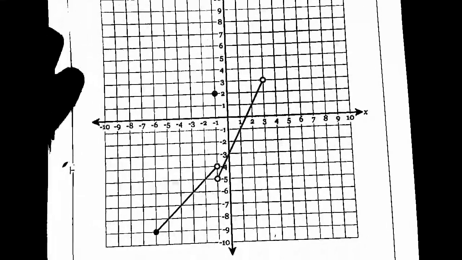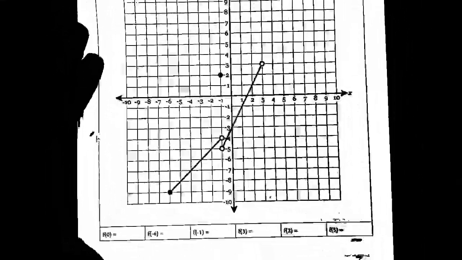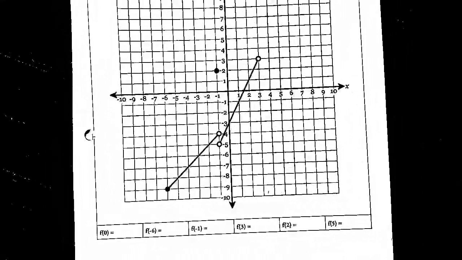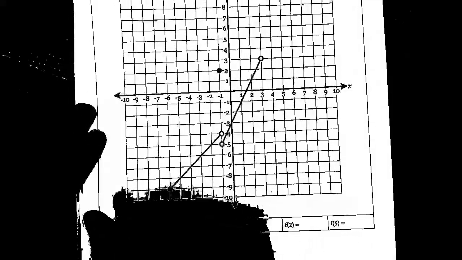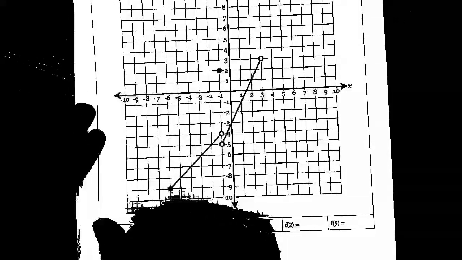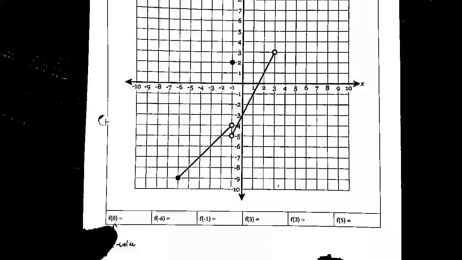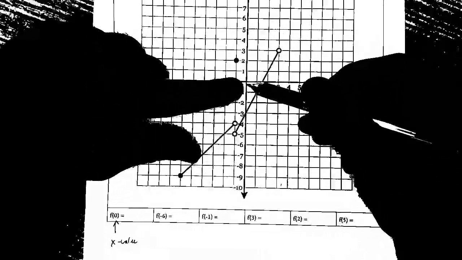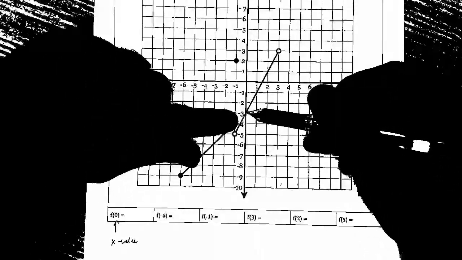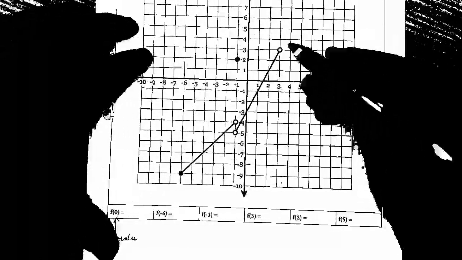We are evaluating this function. So when you're evaluating functions with a graph, all you're doing is going to this x value and seeing what the y value is at that point. So for f of 0, we're going to go to x equals 0. We're going to go down to the y. What's the y value at 0? The y value is -3.